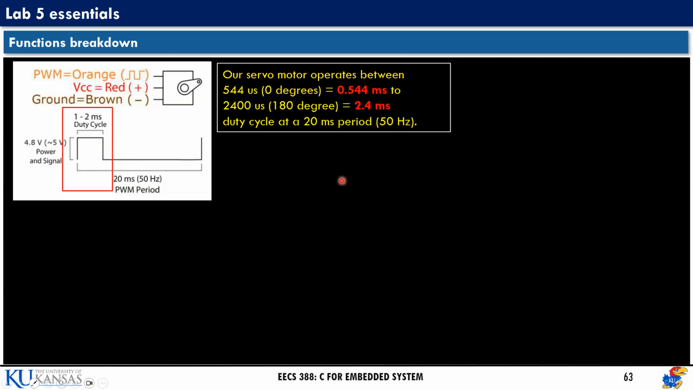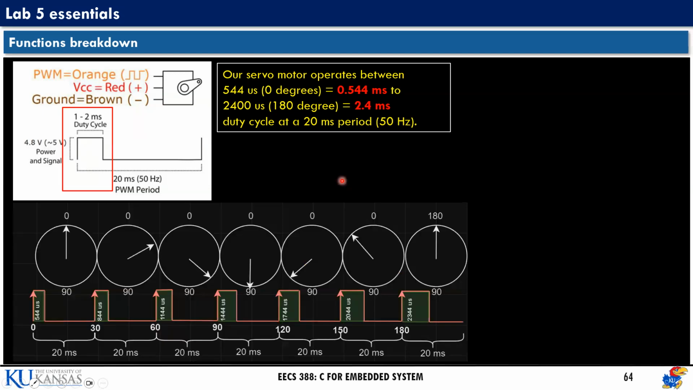Now let's observe how we can use different duty cycle values to rotate our motor. For example, this is the initial position of our motor. The motor's fan position is at 0 degree, and we can rotate it to 90 degree, 180 degree, or we can rotate it in a 30-degree interval.